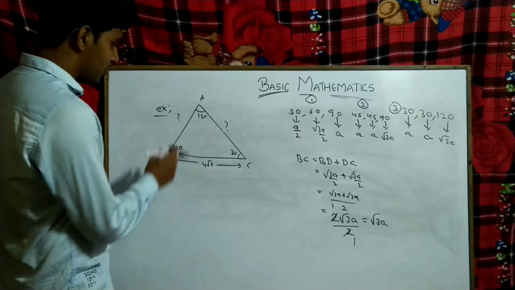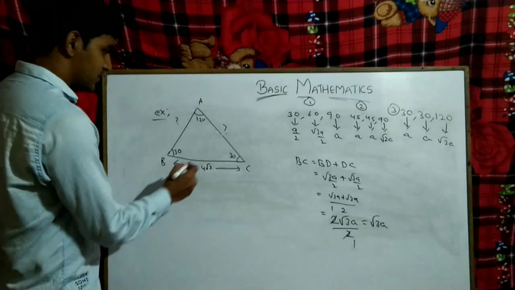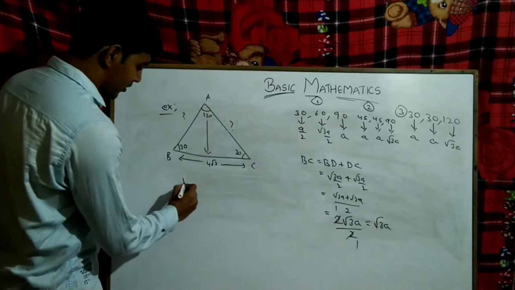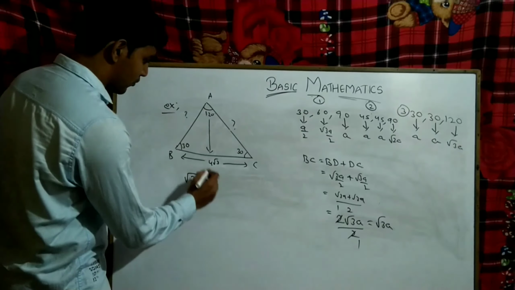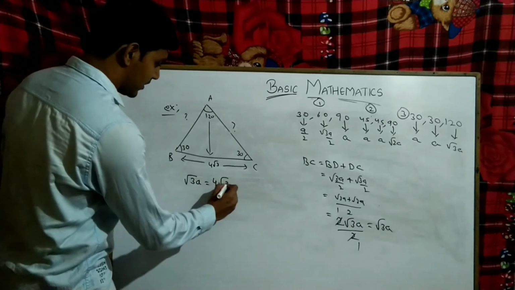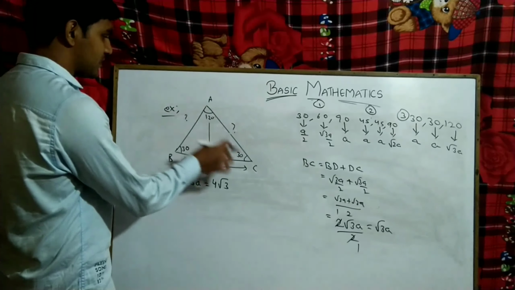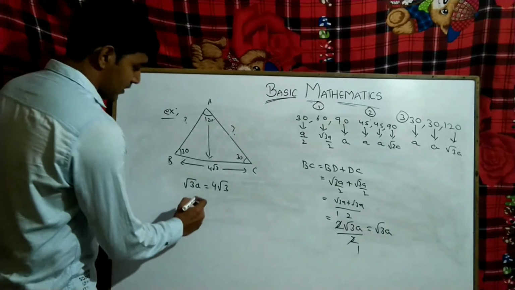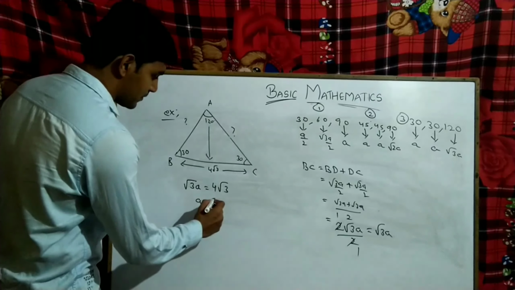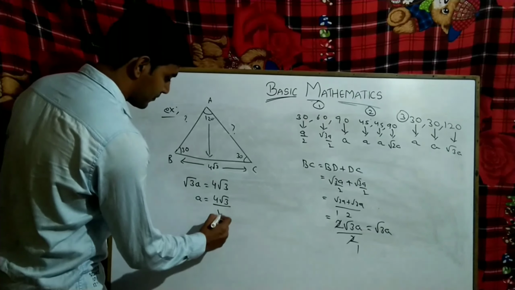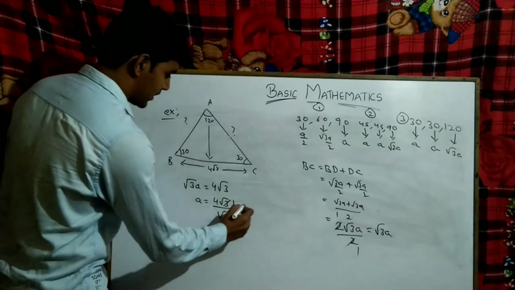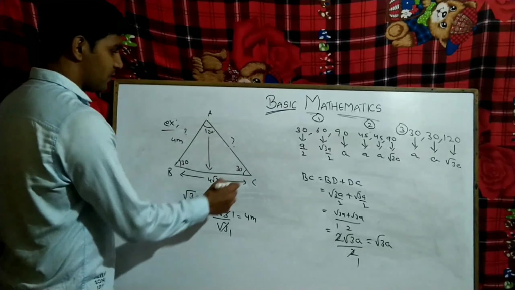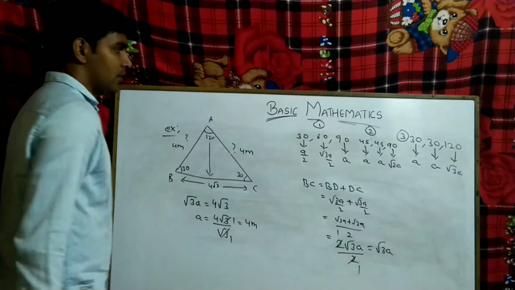Now we have to find these two sides. But you know in the third case, the side opposite 120 is root 3a. So write down root 3a is equal to the given value, 4 root 3. We have to find the value of a, because the side opposite 30 is a and the other side opposite 30 is also a. So a is equal to 4 root 3 divided by root 3, the root cancels, so it comes 4 meter. So the value of AB is 4 meter, and the value of AC is also 4 meter.